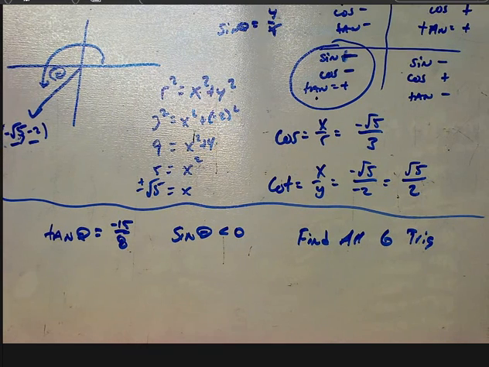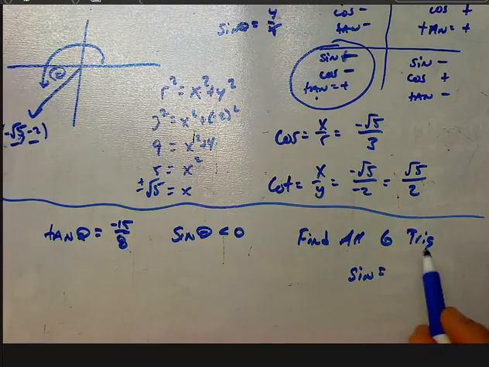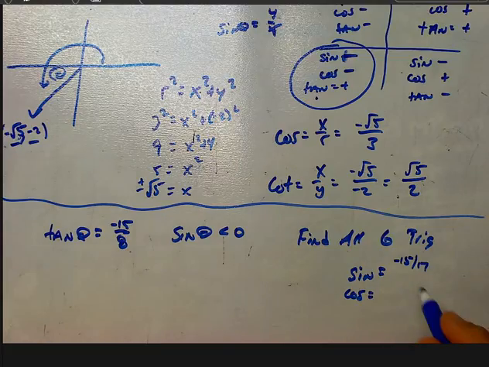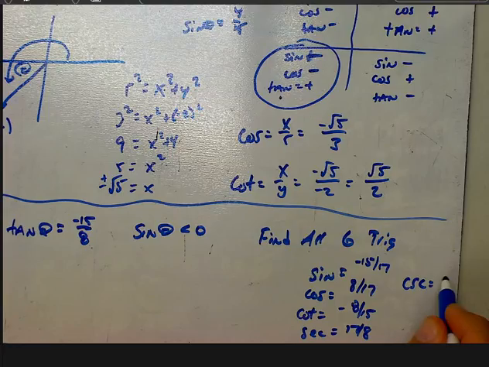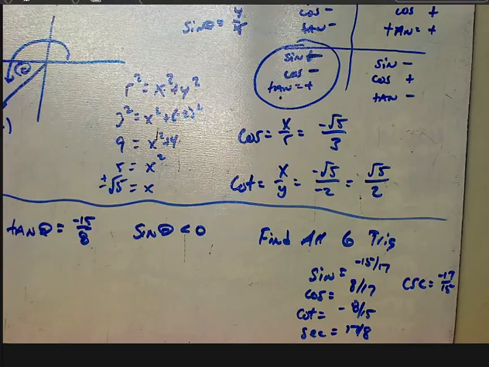Okay? Well, the sine turned out to be negative 15 over 17. Cosine turned out to be 8 over 17. We already have tangent. Cotangent is negative 8 over 15. Secant is 17 over 8. And the cosecant is negative 17 over 15. Okay? If you got that right, great. If not, I'll work it out for you right now.